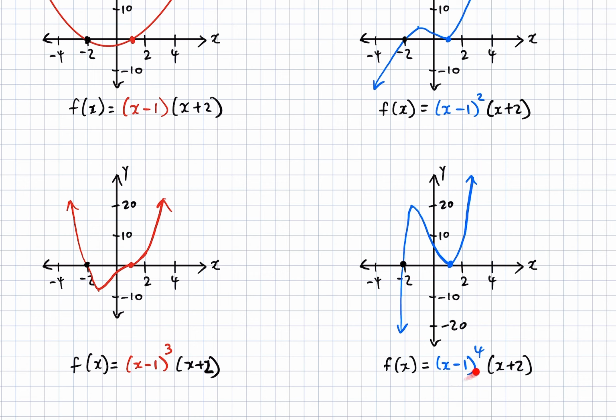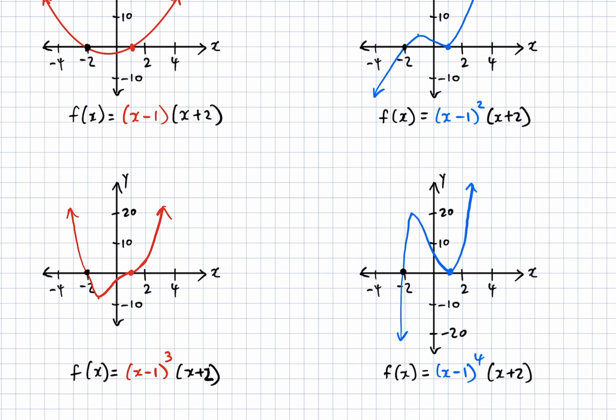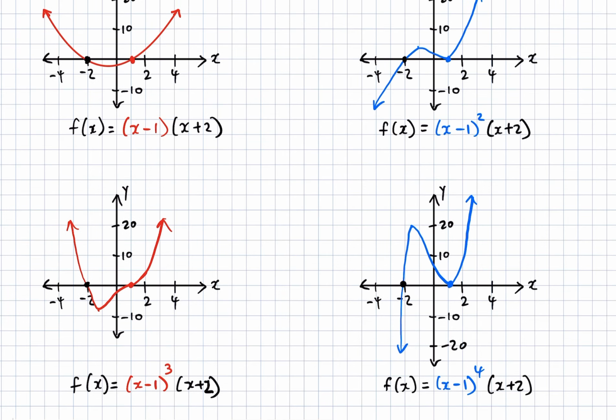Here we have 4 occurrences where x is equal to 1 and 1 occurrence where x is equal to negative 2. Okay, so again, with one occurrence, the function goes through the intercept. But as we go to the second intercept of 1, instead of going through it, it actually bounces and continues up. So what can we conclude here?